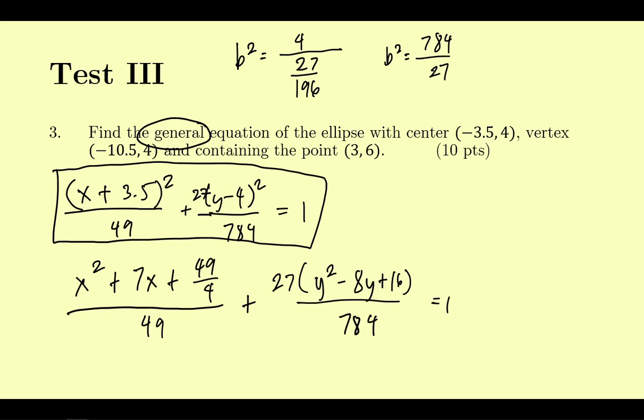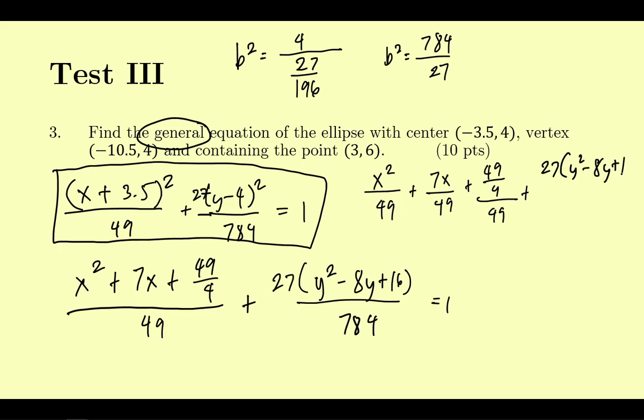Then, this will become x squared all over 49 plus 7x over 49 plus 49 over 4 over 4 all over 49. Medyo mahaba, no? Plus 27. Ayun na muna. Copy ko muna ito, no? Kasi hindi na kasya sa slides natin.